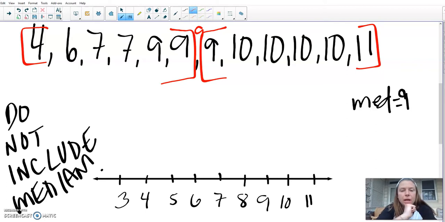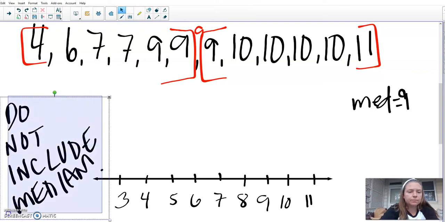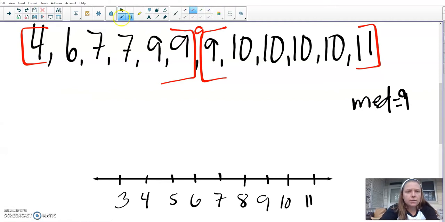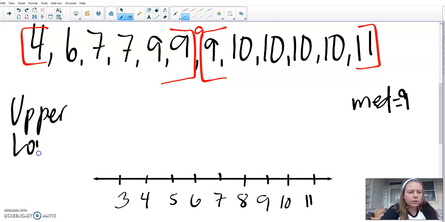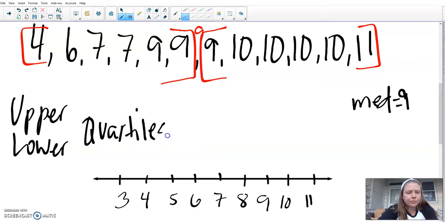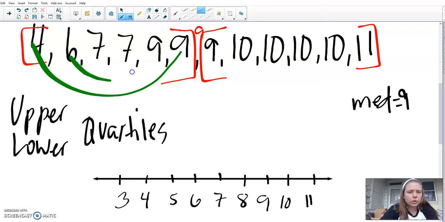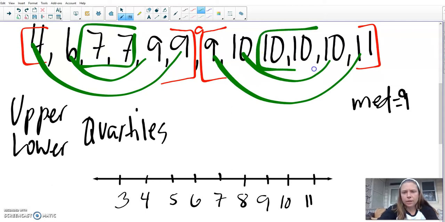So let's now find the medians of this lower and upper half. They're going to be called the lower quartile and the upper quartile. Those 2 words should be new to you, okay? The upper and lower quartiles. All right, here we go. Let's find them. We're going to rainbow again for the lower half. Landed on 2 numbers. We're going to rainbow for the upper half. We landed on 2 numbers.